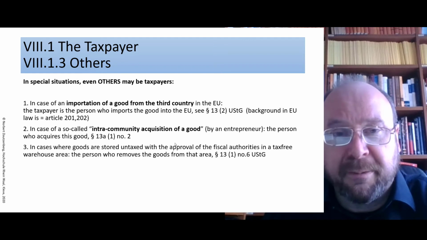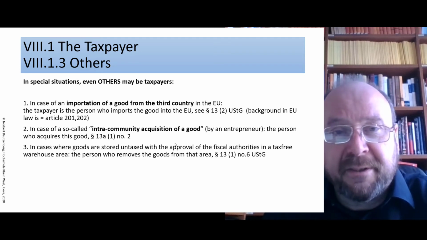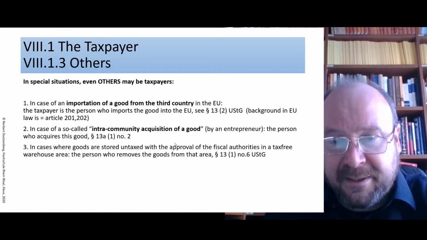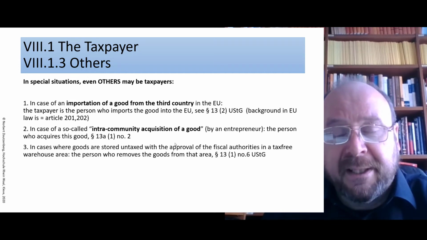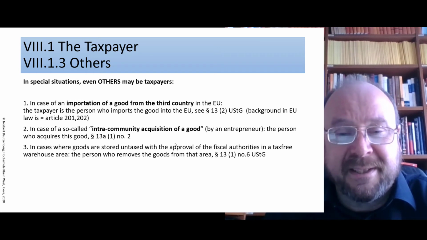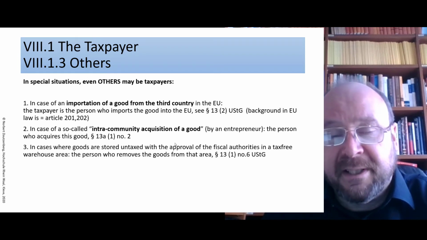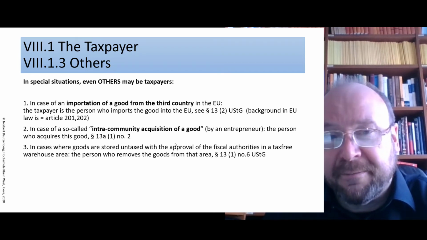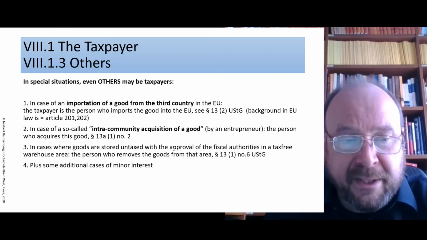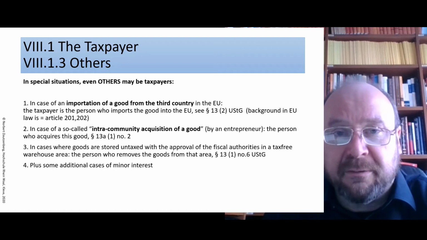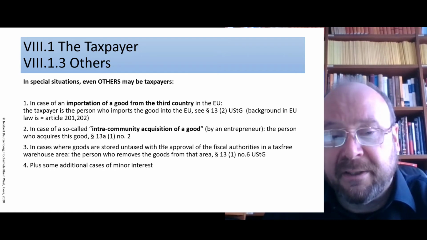So I probably just expressed that in a way that you can't understand it. So the taxpayer, if somebody takes out goods from a tax-free warehouse, is the person who takes it out, and the holder of the warehouse is liable to the fiscal authorities if the holder doesn't take a note of the data which are necessary to identify who that person was. Number 4, there are some other additional cases which are of minor interest and so which we can ignore here.